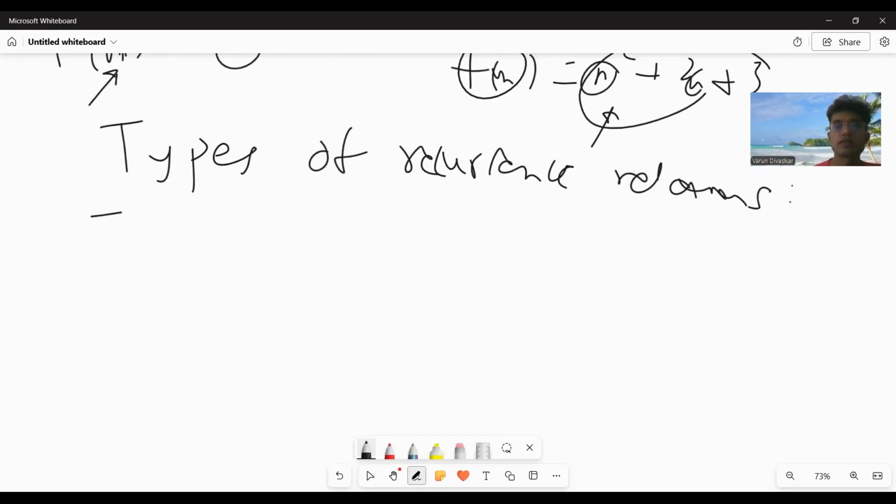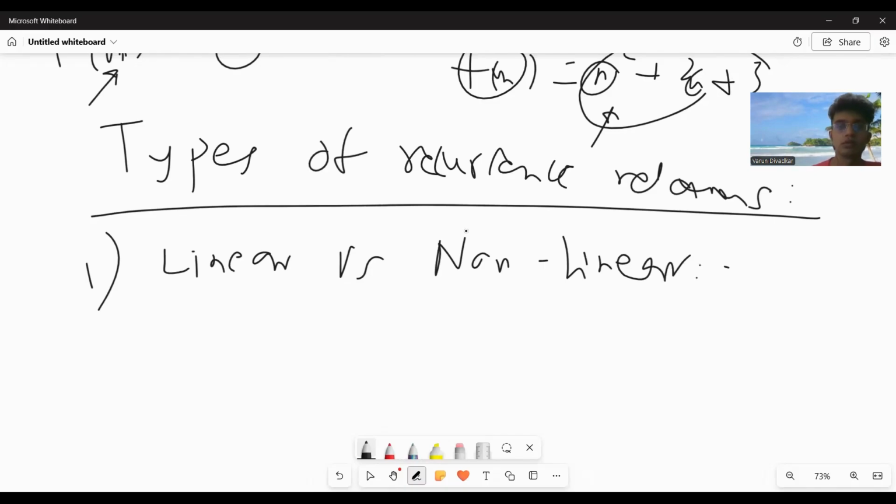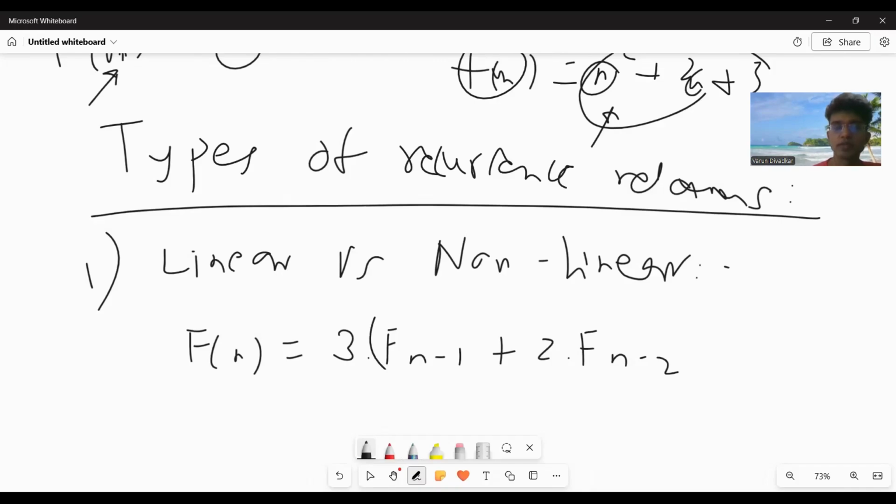Okay, so the first classification is going to be linear versus non-linear. So what are linear recurrence relations? Say f of n equals 3f of n minus 1 plus 2f of n minus 2. This is a linear expression because both f of n minus 1 and f of n minus 2 have the power equal to 1.